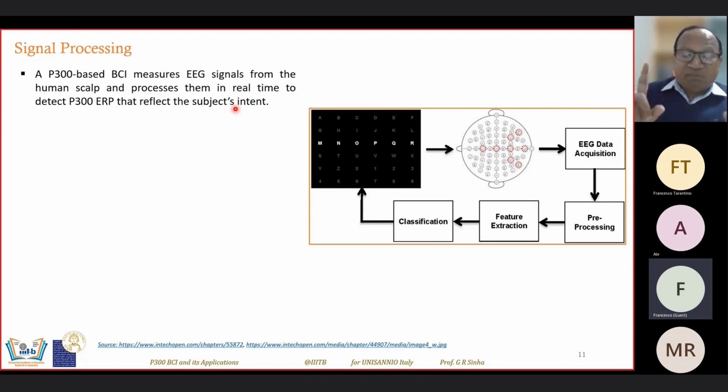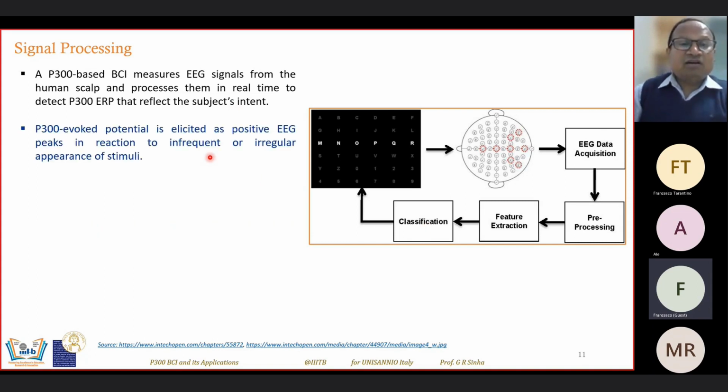the subject's intent. Remember, what is our main idea? What is our main objective? Our objective is to read the person's intent. What does the person want to do? The person wants to switch off the TV. We want to generate some signal. So accordingly, a signal will be generated and will be used to either switch off or switch on the TV.